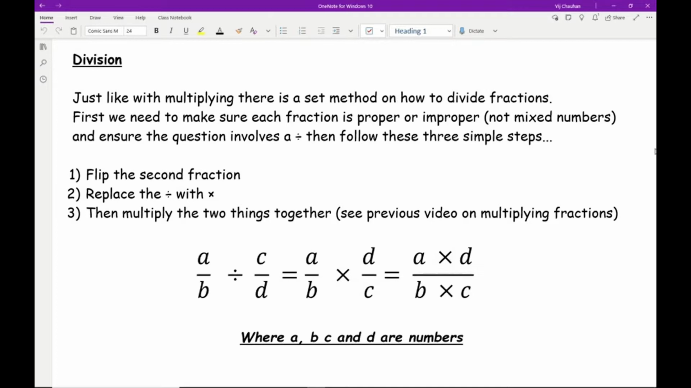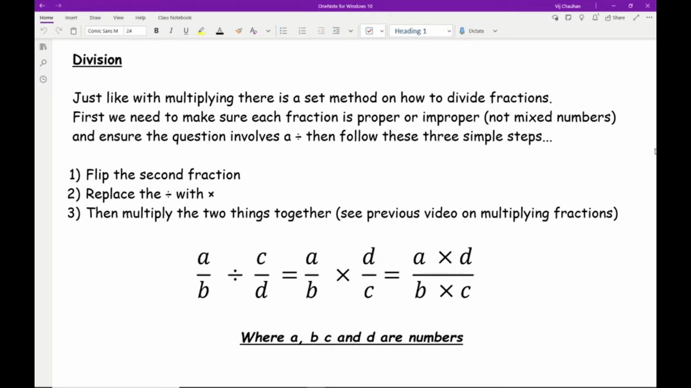The first step is to flip the second fraction. A common question I'm always asked is, is it always the second fraction? Yes, it's always the second fraction. It's never the first, always the second fraction that you flip. What we mean by flipping is you just reverse the top number with the bottom number, and the bottom number then becomes the top number. The second step is you replace the division symbol with a multiplying symbol instead. And then the final step is we multiply the two fractions together.